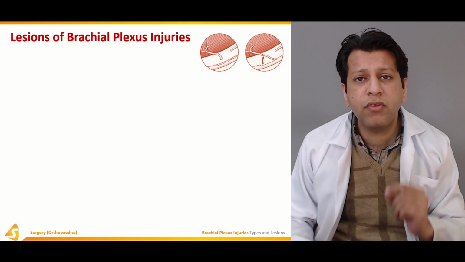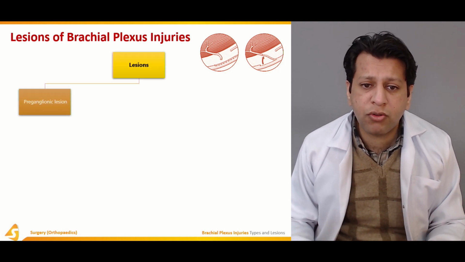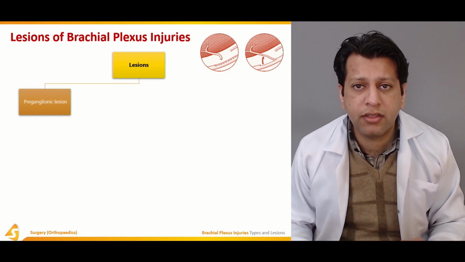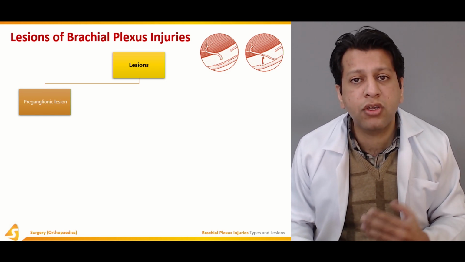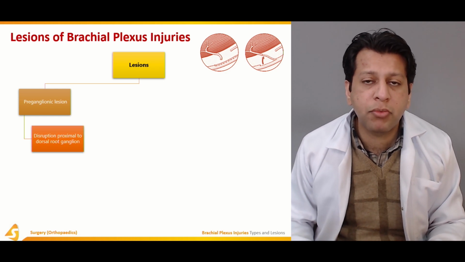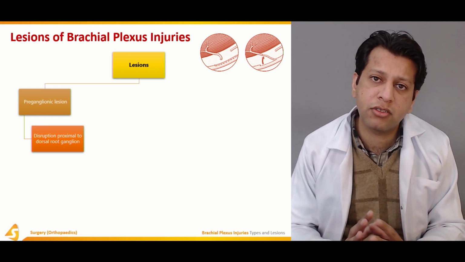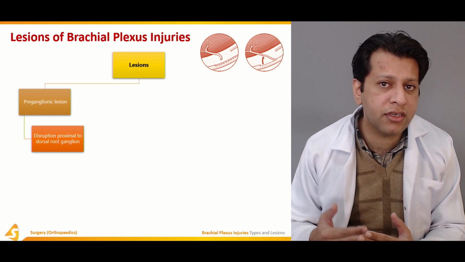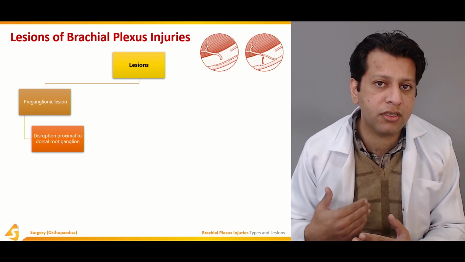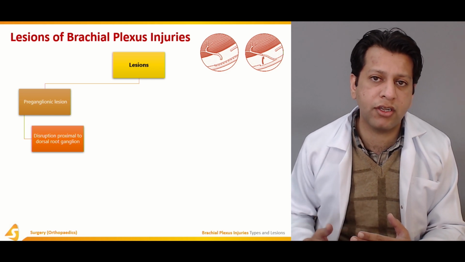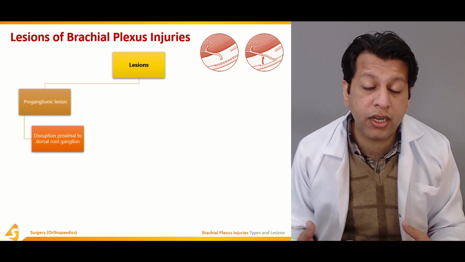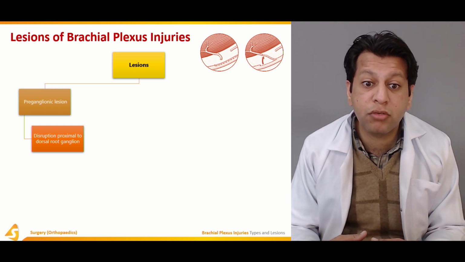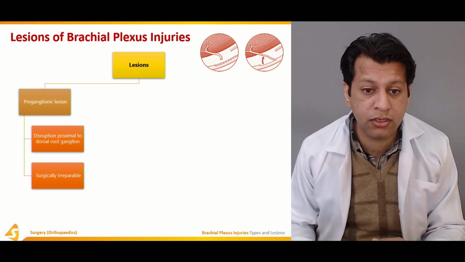Now, how to identify where the lesion is? Lesions could be preganglionic, postganglionic, or at the level of the trunks, or even in the cords. If it's a preganglionic lesion, that is before the level of the dorsal root ganglion, where it's exiting from the ventral rami, or exiting the C5, C6, C7, C8, and T1 roots, if it's before that, it's termed a preganglionic lesion. The disruption is proximal to the dorsal root ganglion.